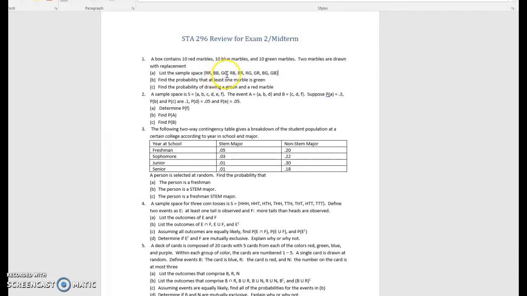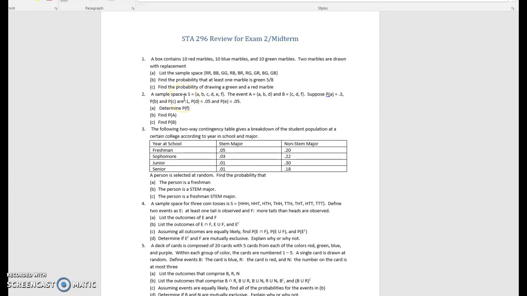So if we take a look, green is at least one green marble, so there's 1. Red-green is at least 1 green marble, so that's 2, 3, 4, and 5. So 5 of them have at least 1 green marble, and there are 8 possible choices here out of the entire sample space, so this is 5 out of 8.